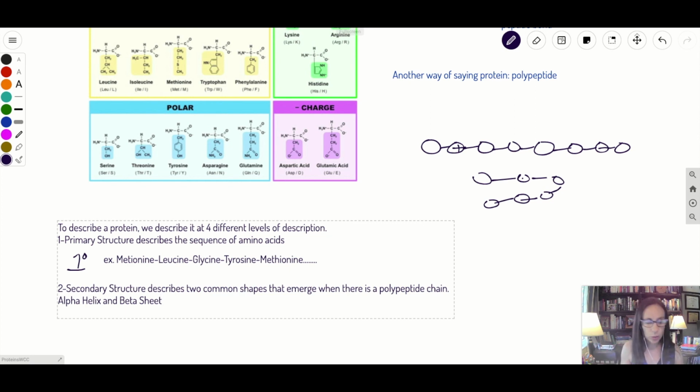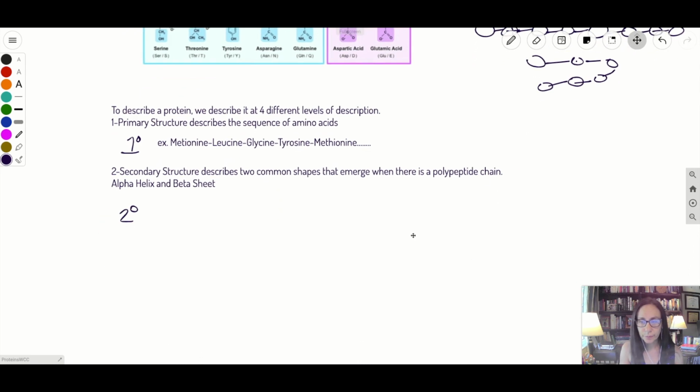Let me also write here that secondary structure is written like this. You do a 2, and then you do a little degree sign. But let me show you what the alpha helix and beta sheet look like. So an alpha helix is just this helical shape. So it just looks like this, okay?